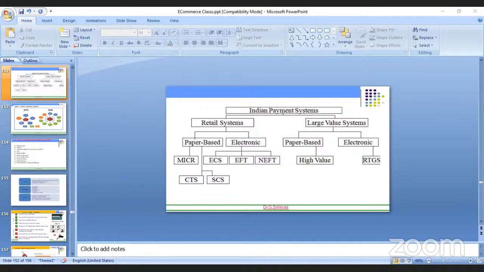So this happens in MICR and CTS. Is it clear? Then EFT. EFT stands for electronic fund transfer system. So these are the systems we have in Indian payment systems.